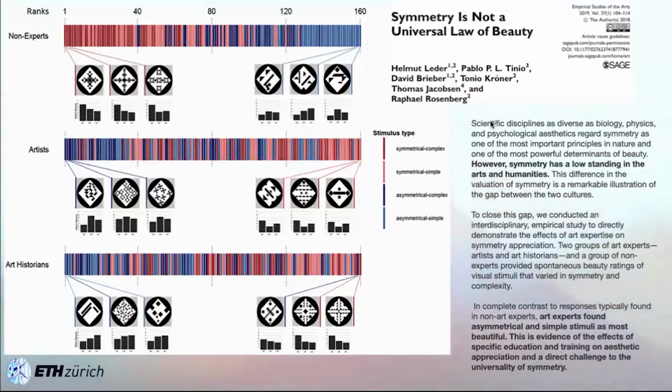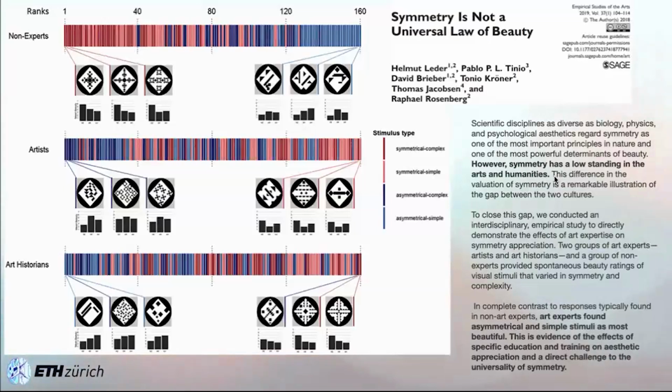And they motivate this study by saying scientific disciplines, including biology, physics, and psychological aesthetics, which is what we just saw in these previous studies, regularly regard symmetry as one of the most important principles in nature and one of the most powerful determinants of beauty.